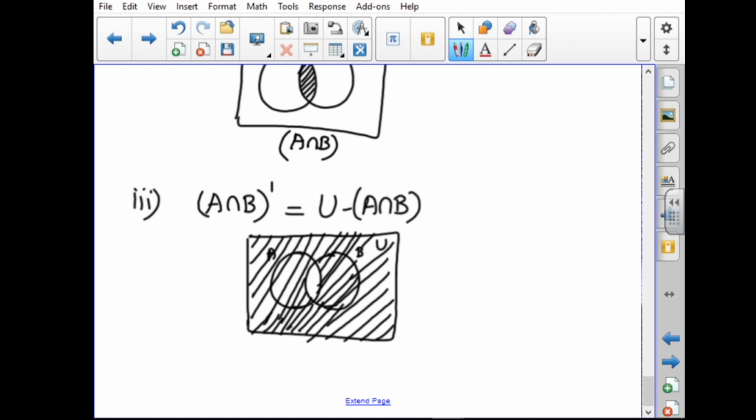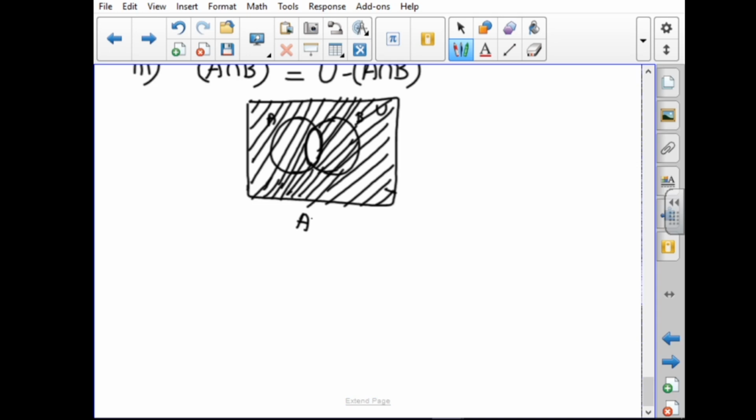Except this intersection part, you have to shade your universal part. Okay. So that is your A intersection B whole dash. What you are finding in the question, that you have to mention under the diagram. Okay. So A intersection B whole dash.